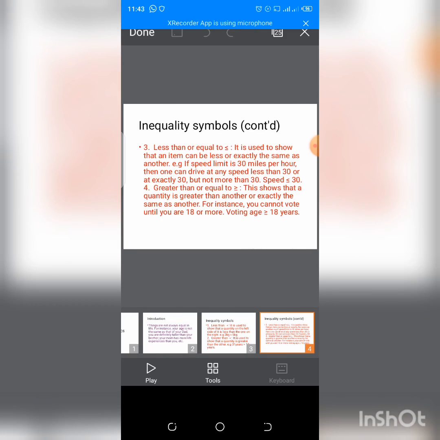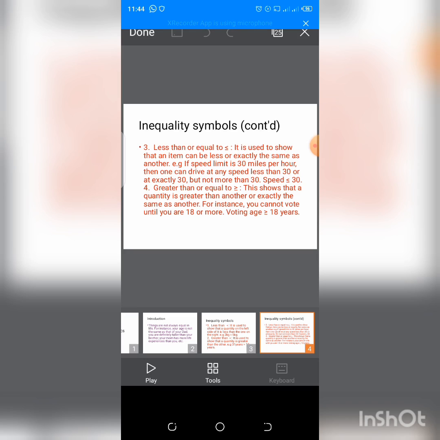We have the third one, which is less than or equal to. That is to show that a quantity can be that particular value or less than it. For instance, if you see a speed limit of, let's say, 30 miles per hour, what that simply means is that you can drive at any speed that is less than 30 miles per hour, or you can drive at exactly 30 miles per hour without having any problem with the cops. But if you drive at any speed above that which is stated on the speed limit, then we have a problem with the sheriffs, with the police.